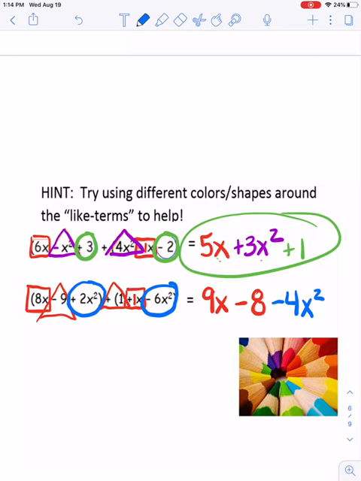Notice my variable and exponent never change, just my coefficient out front telling me how many I have. Just like in that first example, when I added my burgers together, burgers didn't change, just the number of burgers I had. Again, I just like to use shapes to help me group my like terms and to differentiate. If you have a bunch of different colors, that works too.